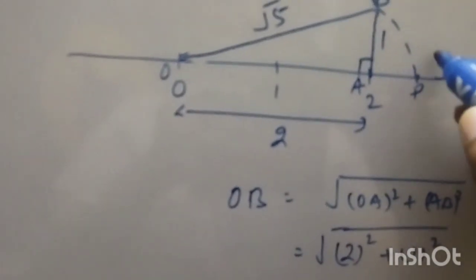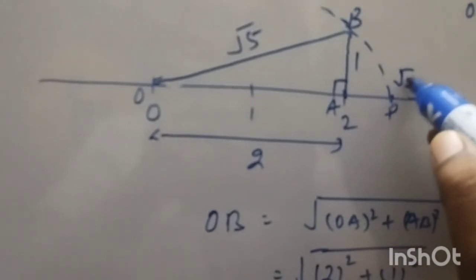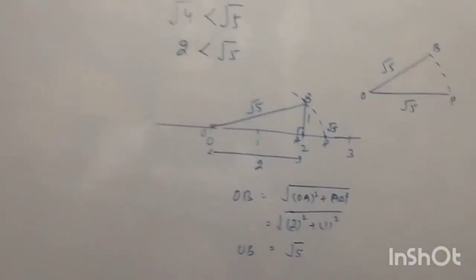That means P is the point where we can mark the irrational number root 5. I hope this is clear to you.